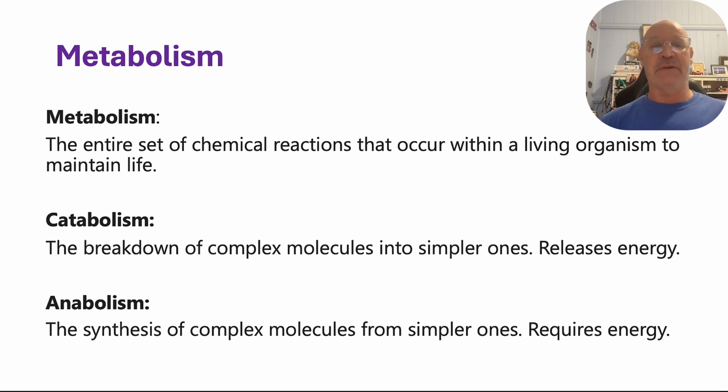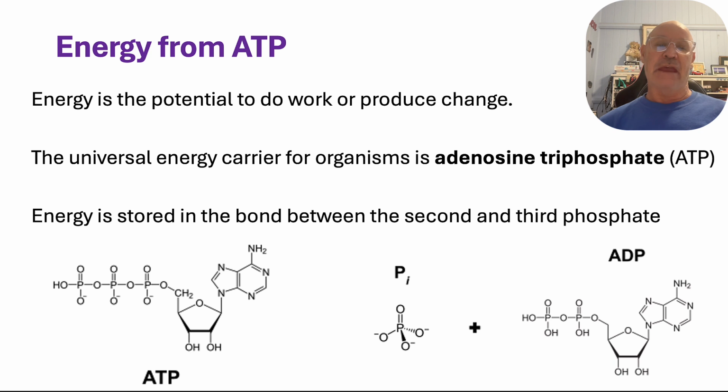So how does that fit in with ATP then? Well, ATP is adenosine triphosphate. So it's an adenine with a ribose sugar. You don't need to know that, but what is important here is that it's got 3 phosphate groups. And it's the universal energy carrier for organisms.